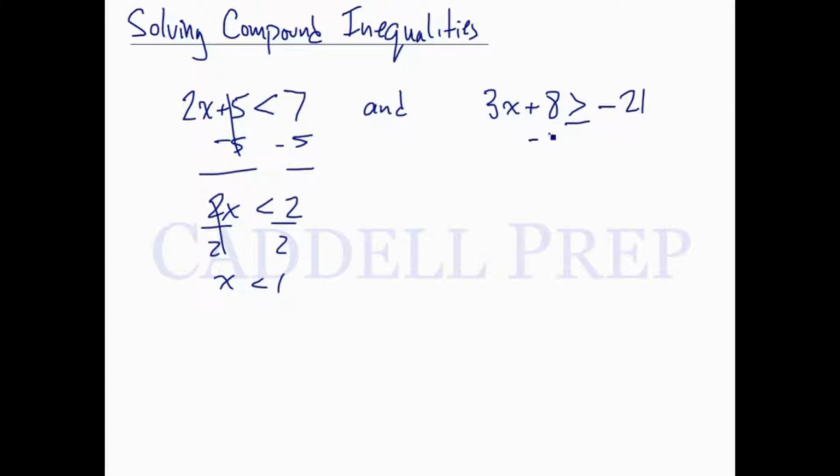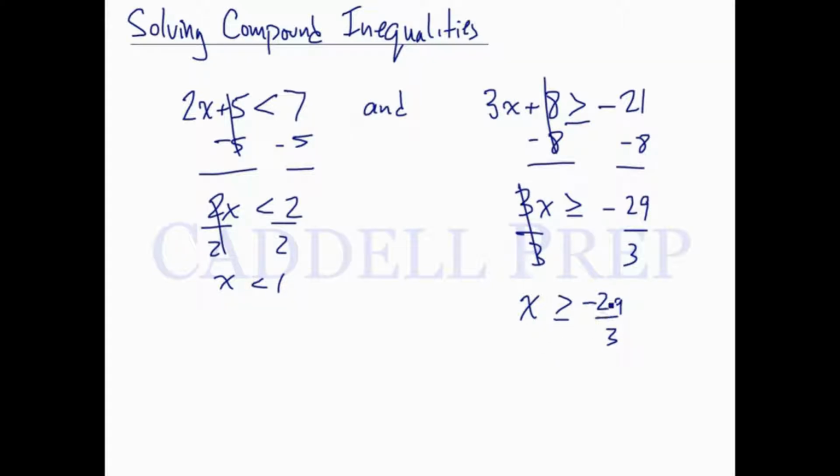So now let's solve here. Minus 8, minus 8. 3x is greater than or equal to negative 29. Alright, so now divide by 3. Divide by 3, and x is greater than or equal to negative 29 over 3, which we could write as an improper or mixed number. It's currently improper. 3 goes into 29 9 times to be 27, so there are 2/3.